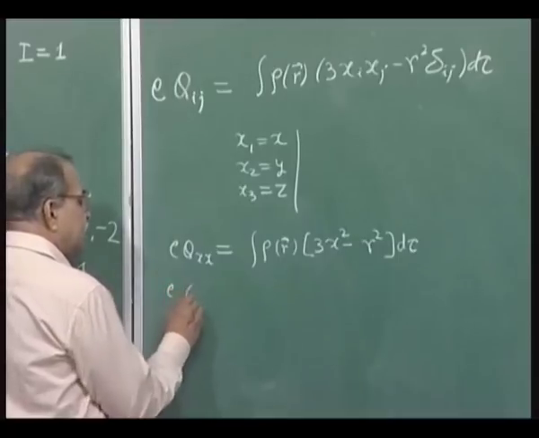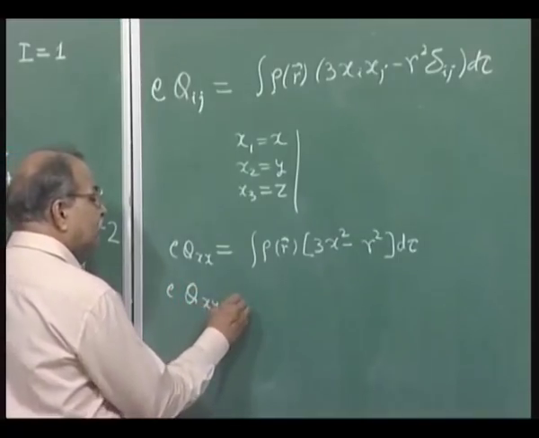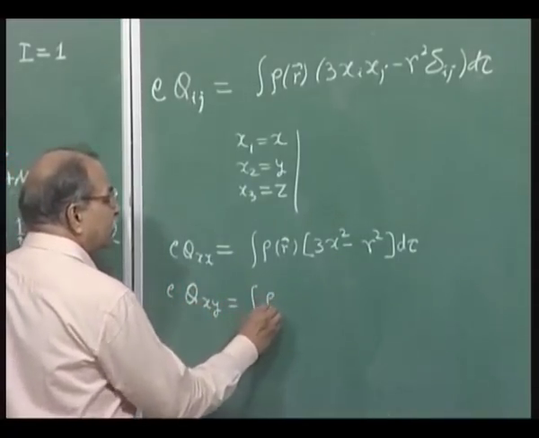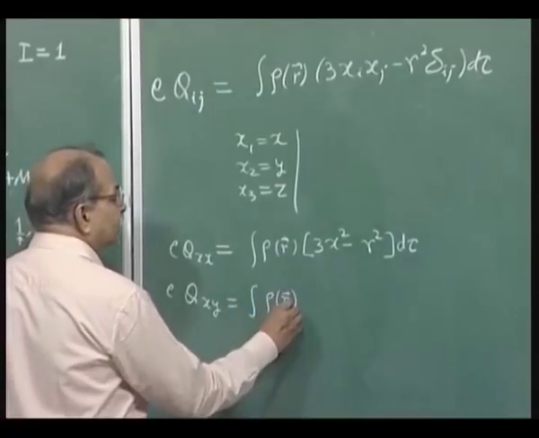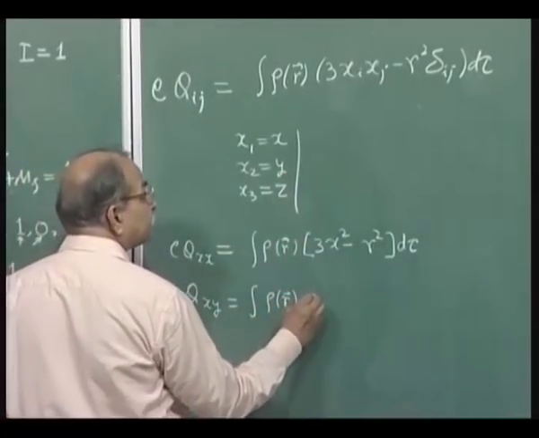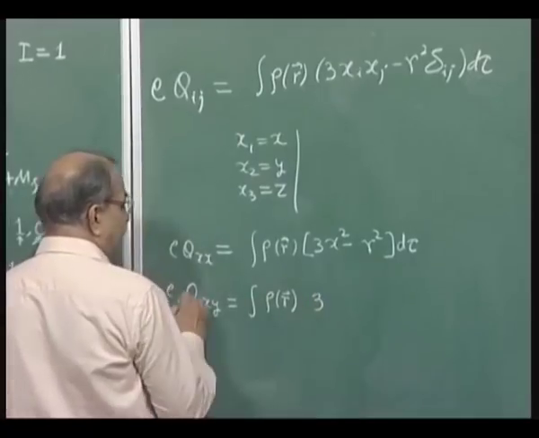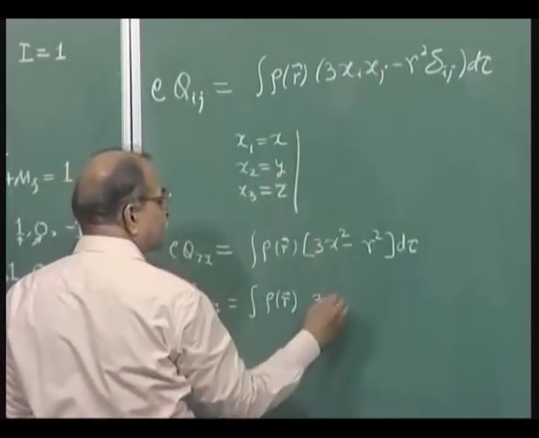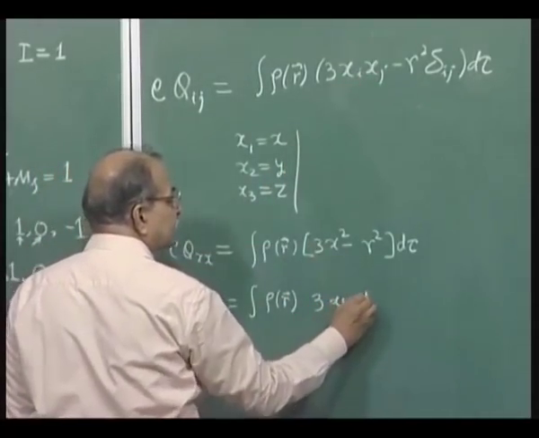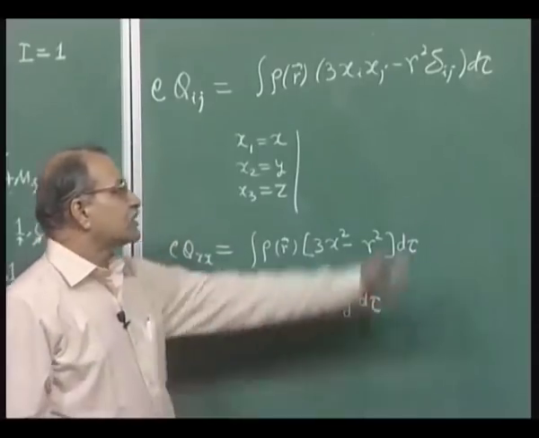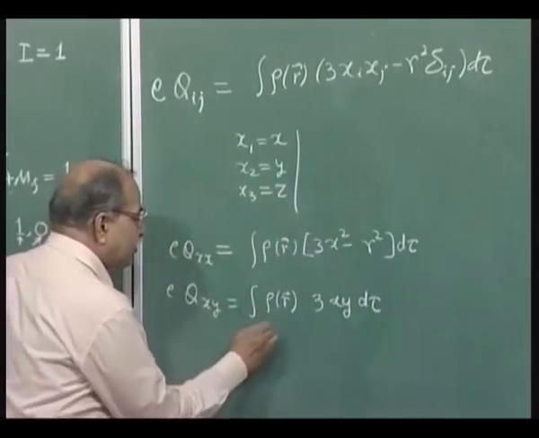Similarly, you can write E q x y. E q x y will be rho r, and then 3, with 1 2 I am putting 1 2, so it is 3 x y d tau. This part is 0, and similarly you can write everything.